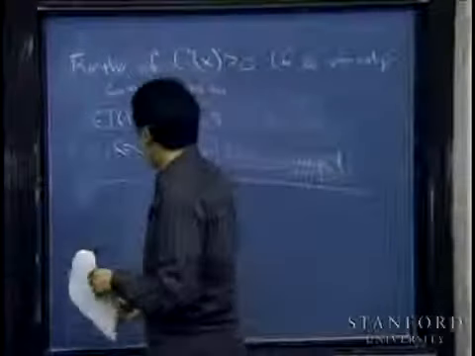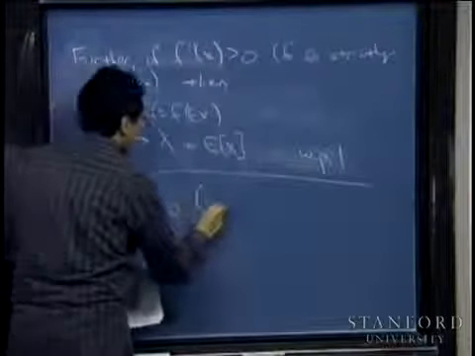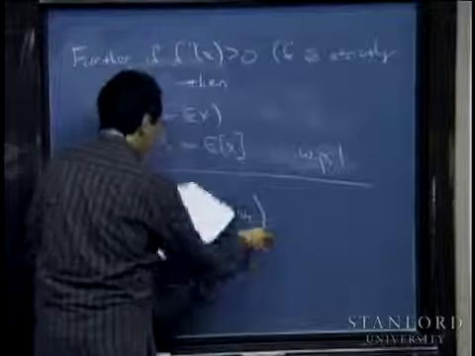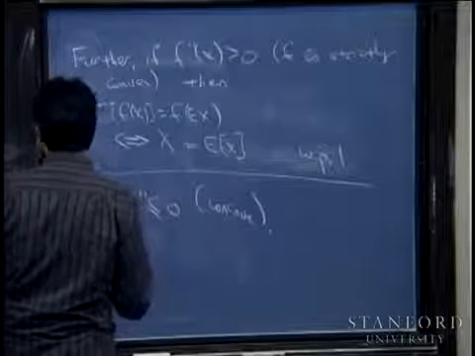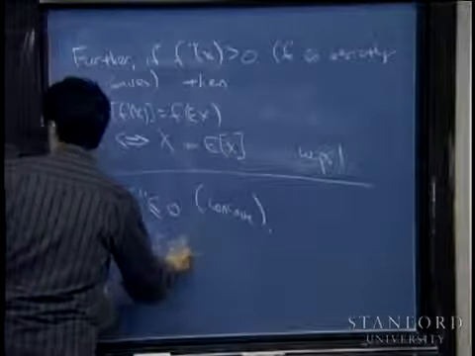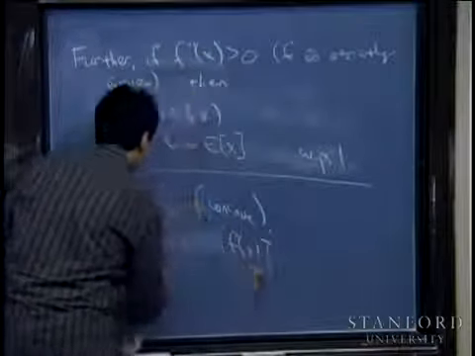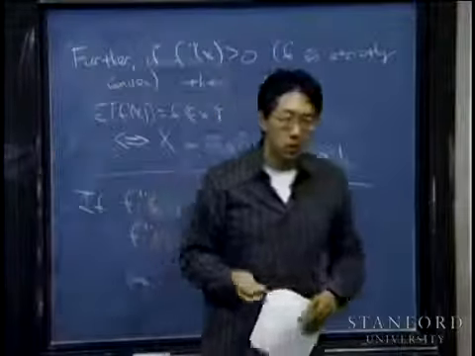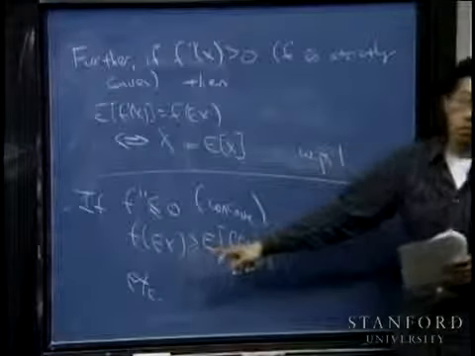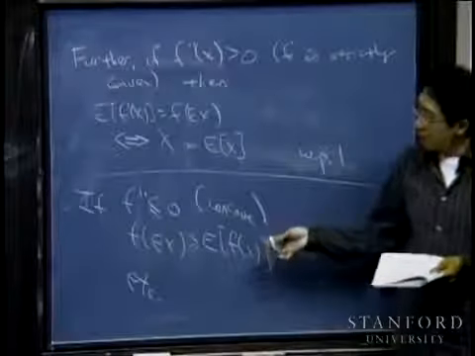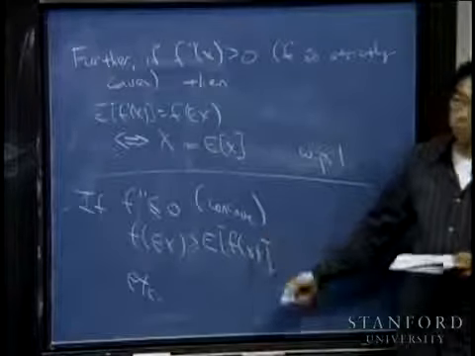So I've stated everything for convex functions. Turns out that if f double prime is less than or equal to 0, so if f is concave, say, then everything holds, but with the direction of the inequality reversed. So f of E[x] is greater than or equal to E[f of x], etc. So if you have a concave function, then all the inequalities hold the same way, but with the direction reversed. And later on when we derive the EM algorithm, we'll actually use the concave version with this inequality reversed.